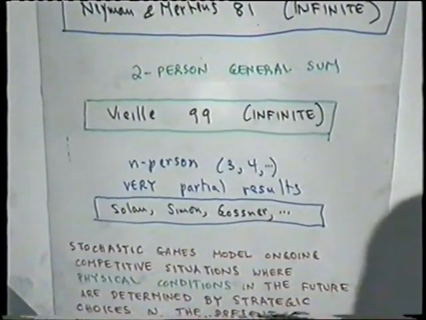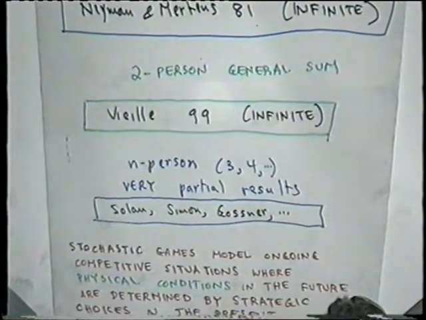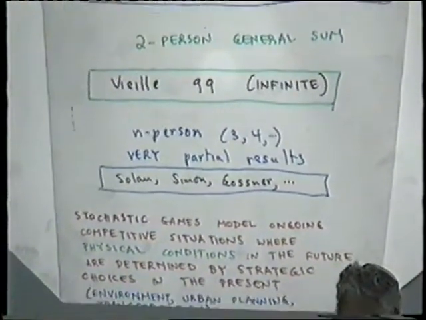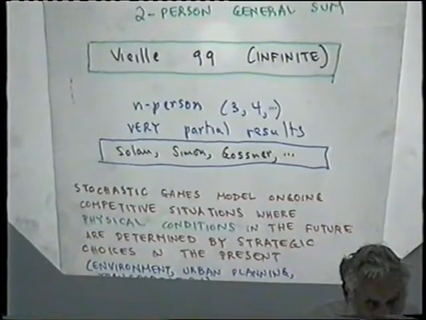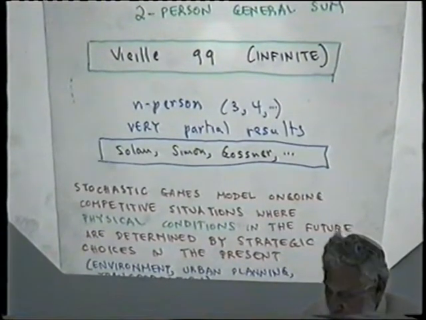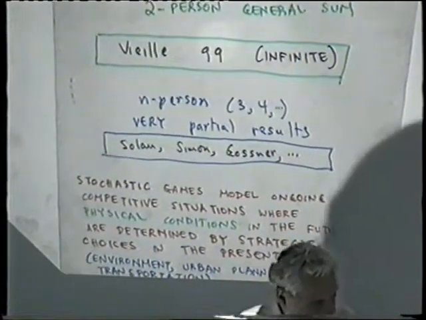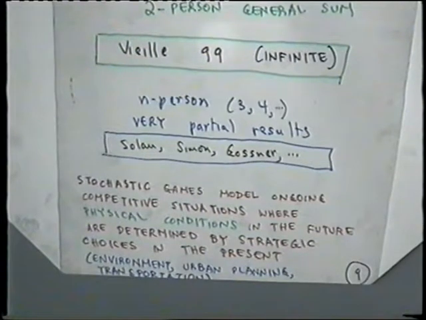Now, stochastic games model ongoing competitive situations where physical conditions in the future are determined by strategic choices in the present. Okay, so this is the idea over here, and examples of the environment, urban planning, transportation, also armament and disarmament, things of that nature.